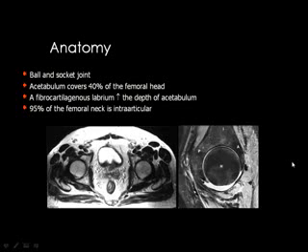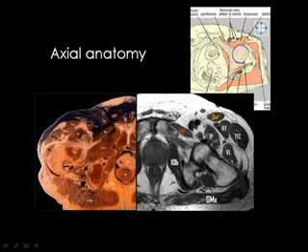Then the anatomy of the hip is very simple. There is not much anatomic detail here. The hip is a ball and socket joint. The acetabulum covers about 40% of the femoral head, and the labrum, which is fibrocartilaginous and appears black in all pulse sequences, increases the depth of the acetabulum. 95% of the femoral neck occurs inside the joint, which is intra-articular in location.